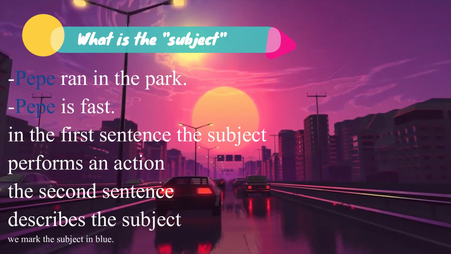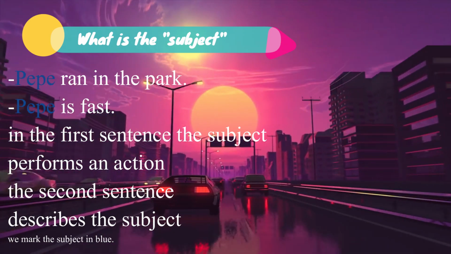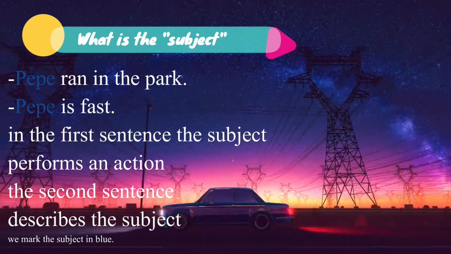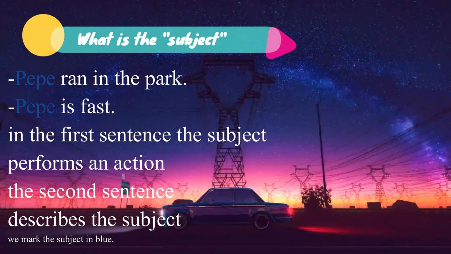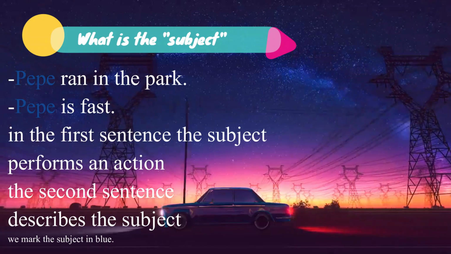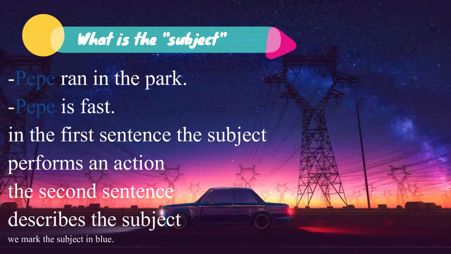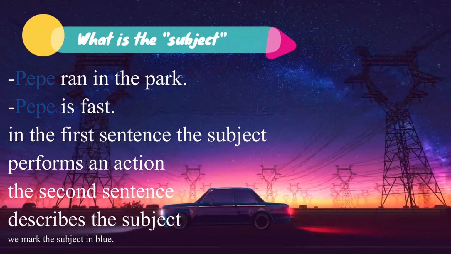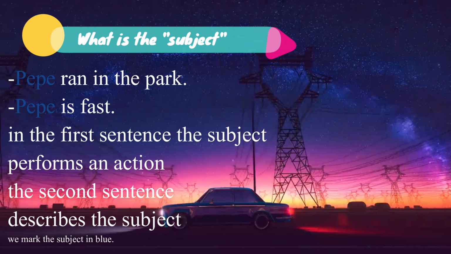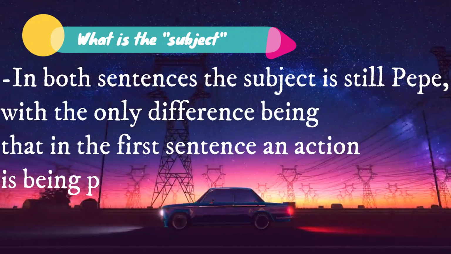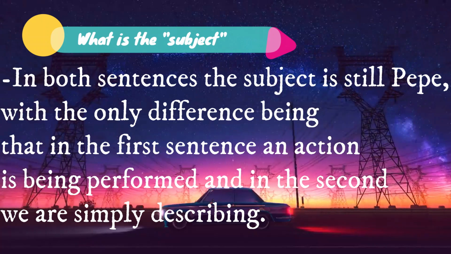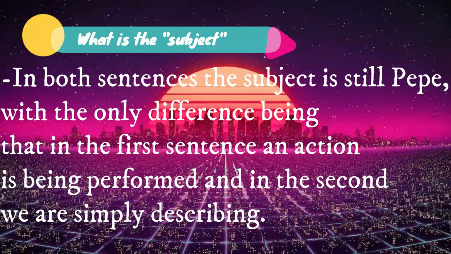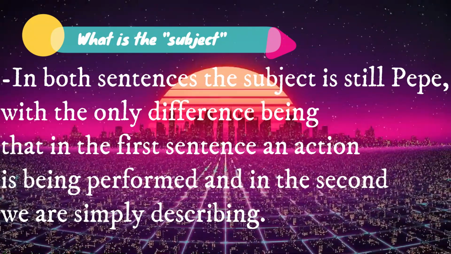We have the first, Pepe ran in the park. In this case, the subject of the sentence is Pepe, since he's doing the action of the sentence, right? Next, we have the second example, Pepe is fast. Here the subject is still Pepe, but there is no action in the sentence. Here, Pepe is being described in the sentence. In both sentences, the subject is still Pepe, with the only difference being that in the first sentence an action is being performed, and in the second, we are simply describing.